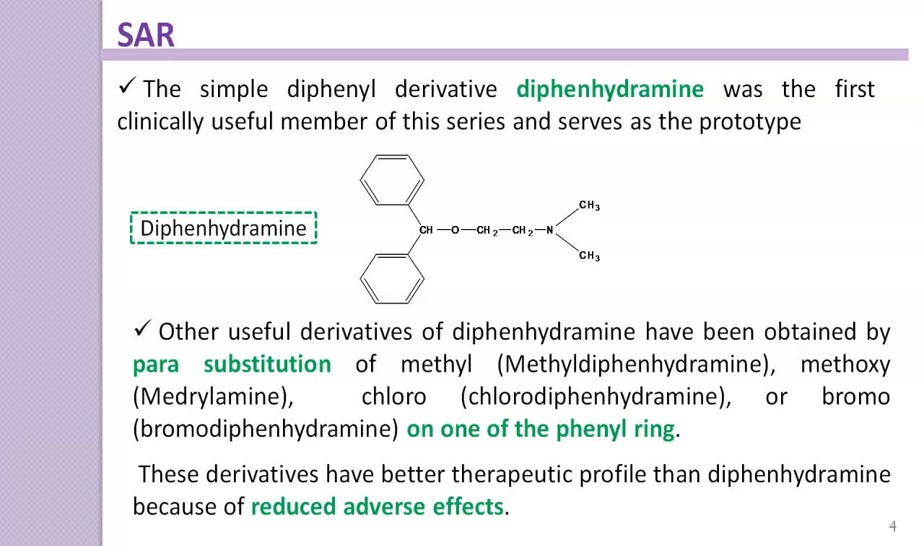Other useful derivatives of diphenhydramine have been obtained by para-substitution on one of the phenyl rings. Para-substitution of groups like methyl, methoxy, chloro or bromo. If it has a methyl substitution, the name of the compound is methyldiphenhydramine. Methoxy substitution at the para position forms the compound medrylamine. Chloro substitution gives chlorodiphenhydramine. Bromo substitution forms the compound bromodiphenhydramine.